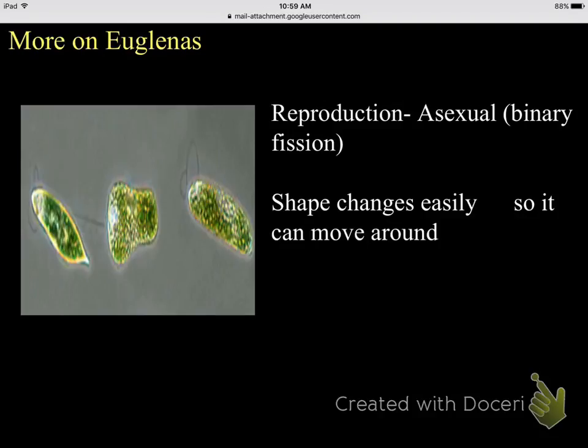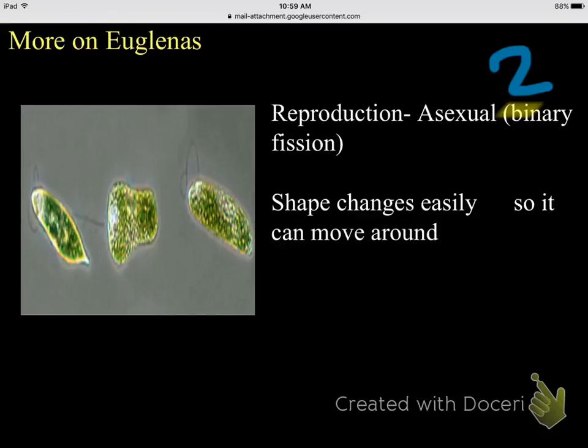For reproduction, the euglena is an asexual reproducer, specifically through binary fission. The prefix bi, right here in binary fission, means two. So what it's pretty much saying is this type of protist can reproduce itself without having another partner. It does not need another euglena. What it does is it just clones itself and makes two.